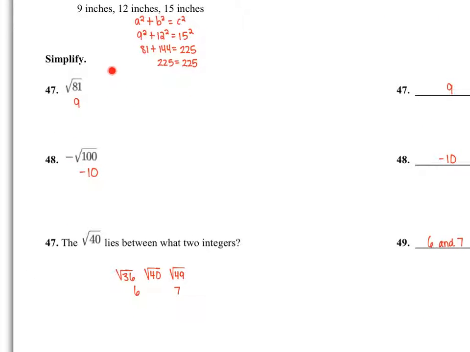Square root of 81, the number times itself that equals 81, is 9. This is just asking for the square root of 100, which is 10, and then make it negative when you're done.